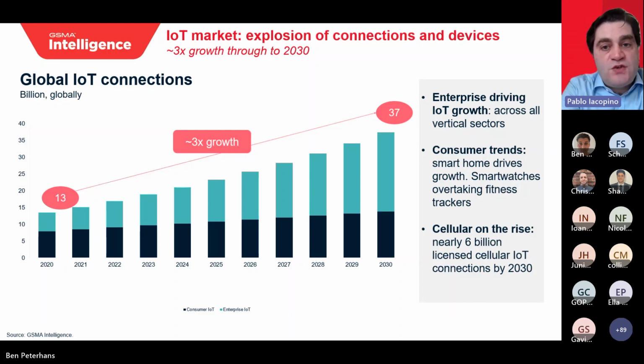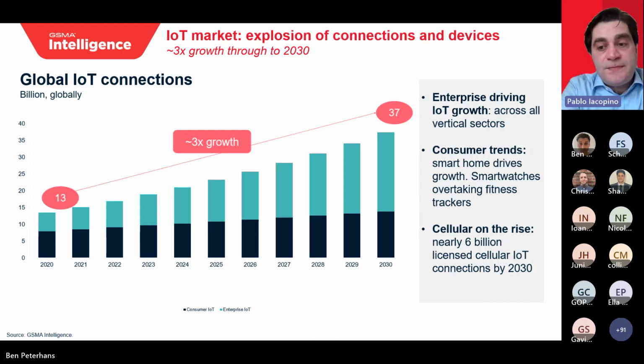There is an explosion of connections and devices in the IoT market, and enterprise use cases are driving growth. I'm talking about automotive, healthcare, utilities, manufacturing. So really enterprise is the main driver of IoT growth, and there will be nearly 6 billion cellular IoT connections by 2030. This brings a growing and diverse range of use cases that need network settings. Therefore, equally to the consumer market, also for the enterprise market, it's important that network operators and OEMs get the most from the network settings, and there is a timely exchange of network settings.